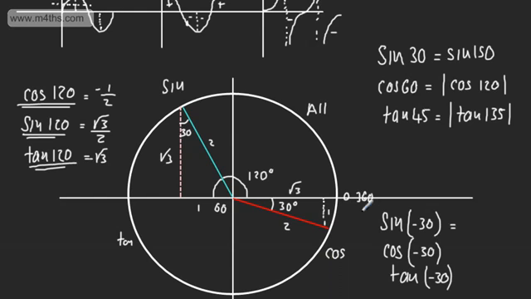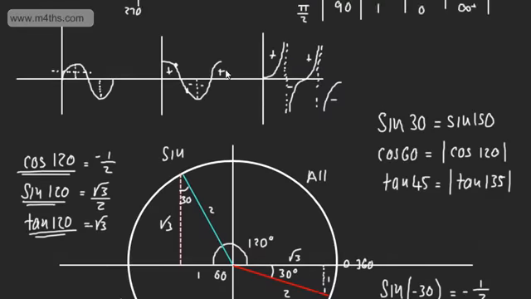Well, let's look. We've got now the opposite over the hypotenuse for sine. That's going to be 1 over 2. It's in the fourth quadrant. Only cosine is positive here, so the sine is going to be negative. The cosine is going to be the adjacent over the hypotenuse, root 3 over 2. It's in the fourth quadrant, cosine is positive. We can see that from the graph here.